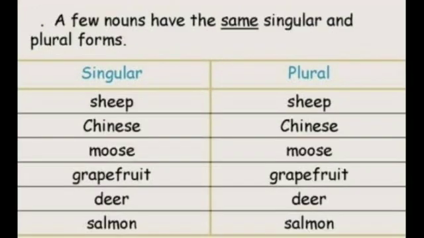A few nouns have the same singular and plural form: sheep, Chinese, moose, grapefruit, deer, and salmon, and many others that have the same singular and plural forms.